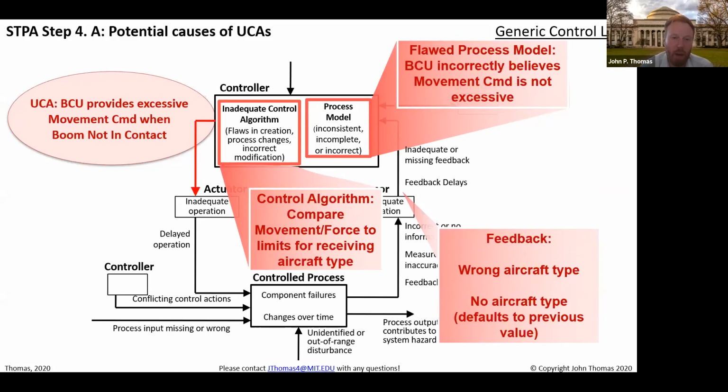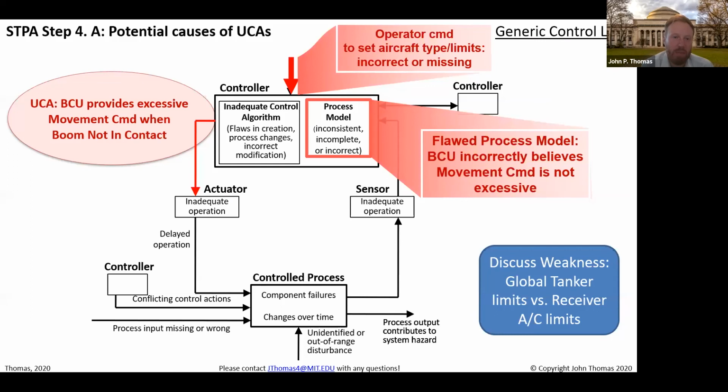So the operator, the ARO or the boom operator, may see the aircraft, say, okay, that aircraft, here's the book, look it up and type in the limits. That's another implementation of this. So that just shifts the scenario up above. Maybe the operator can set the wrong limits, and the BCU has no idea that these are excessive movement commands for this aircraft. This is kind of interesting because in some implementations, they just have a number that you type in, and that's the entire limit for the system.